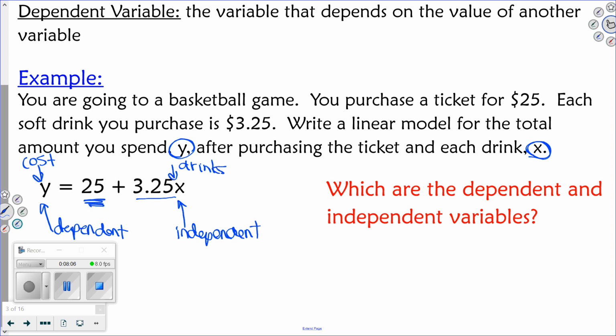All right, we just need to get used to seeing which one's which. Yeah, my cost depends upon how many drinks I buy. That's the way, in my mind, I always think about which one depends on the other. Does the number of drinks I buy depend on my total cost? Well, no. Does the cost depend upon how many drinks I buy? Yes, it does. Okay, so if you word it to yourself like that, which one depends on the other one, it makes it a little easier.